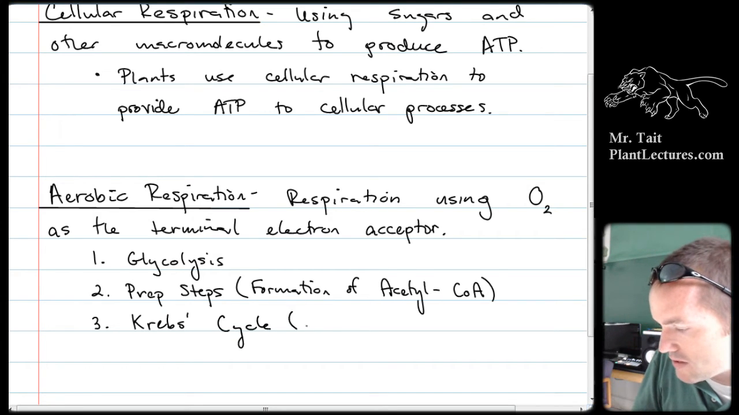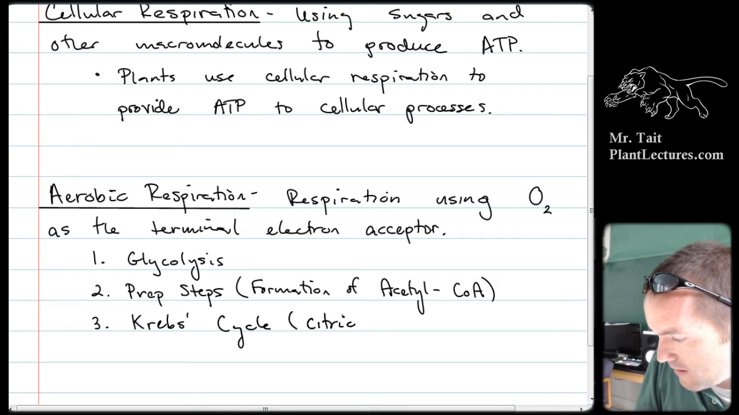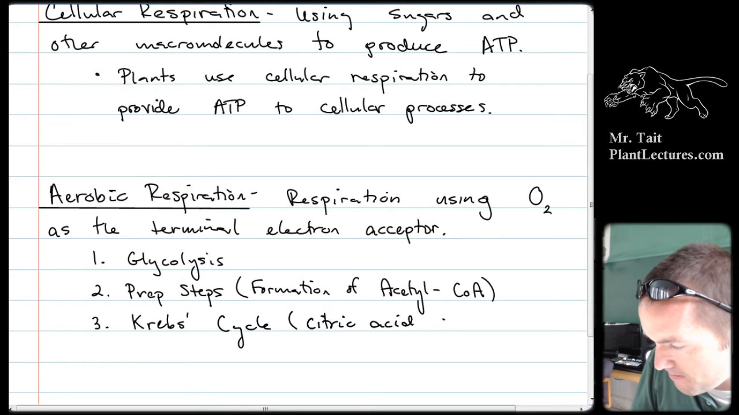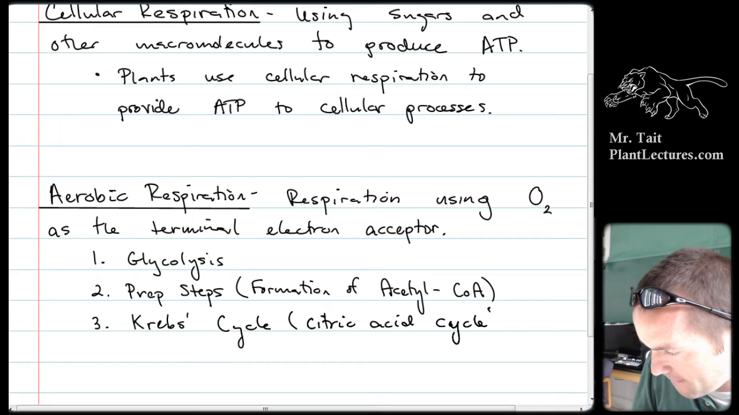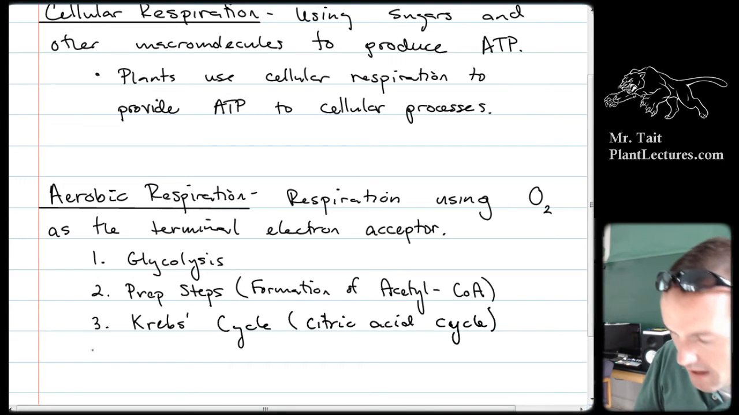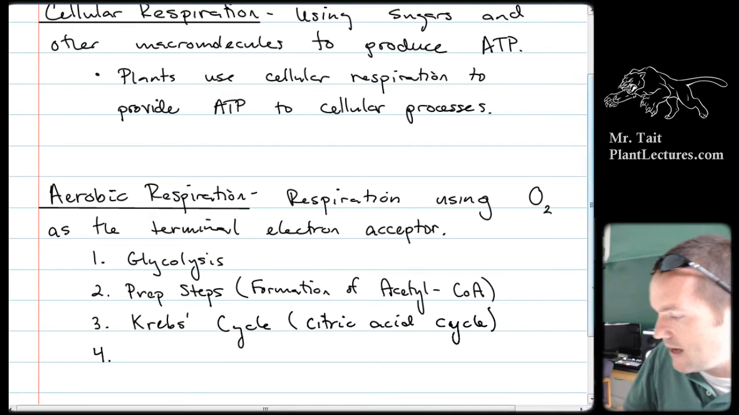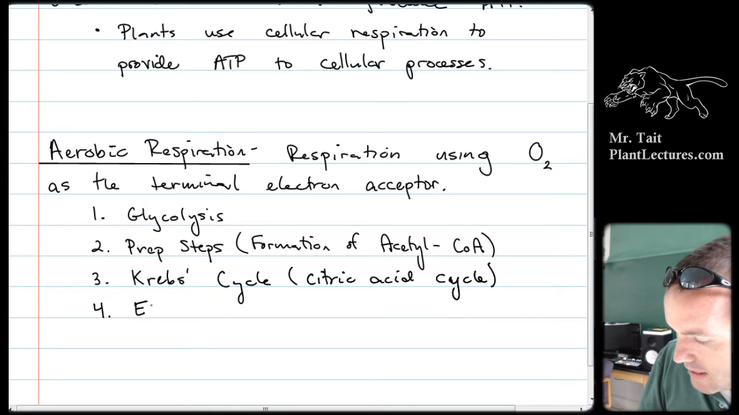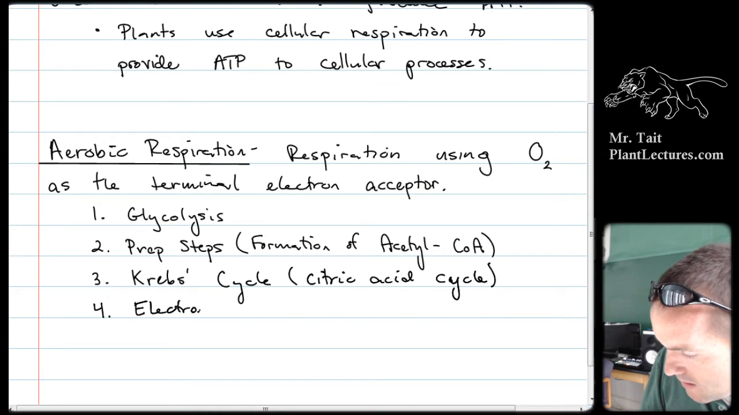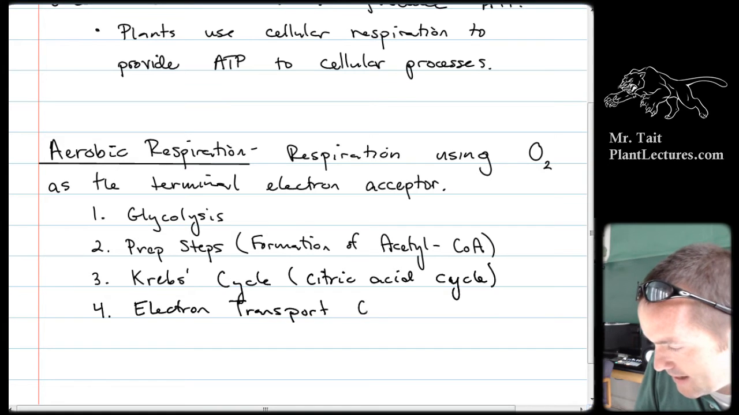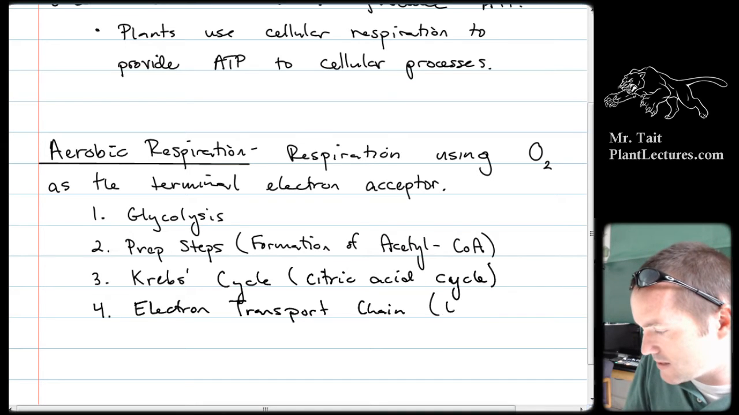Okay, and the Krebs cycle is sometimes called the citric acid cycle. And then number 4, you've got the most important part, which is the electron transport chain. Okay? Or ETC.